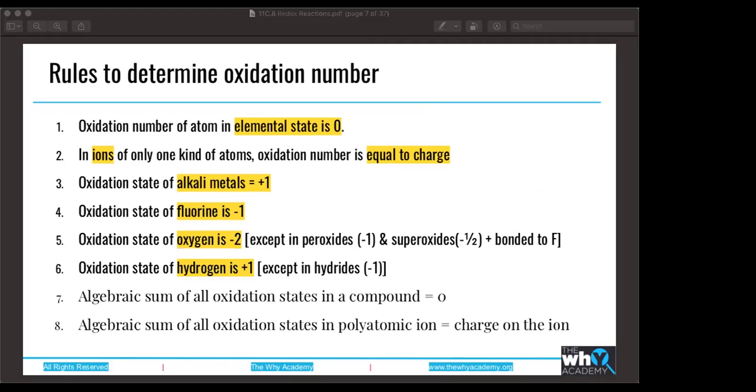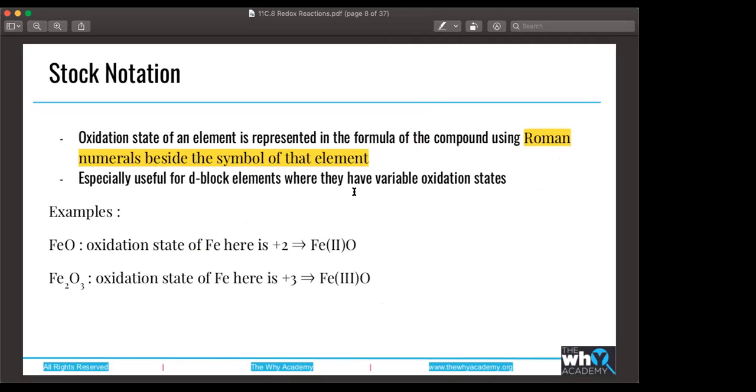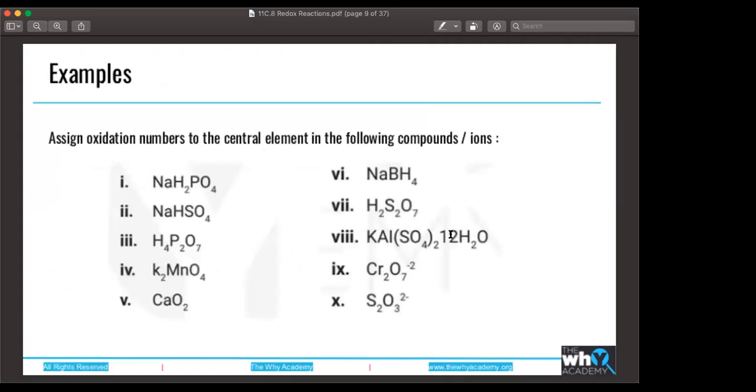Okay, awesome. All right. So oxidation state of an element is represented in the formula using Roman numerals. Usually you will come across this only where you have variable oxidation states, like d block elements. So iron can take both +2 as well as +3 oxidation states. This is how both of them are represented. So you just put it as a Roman numeral here. Okay.